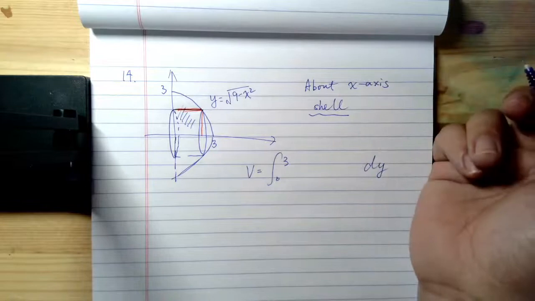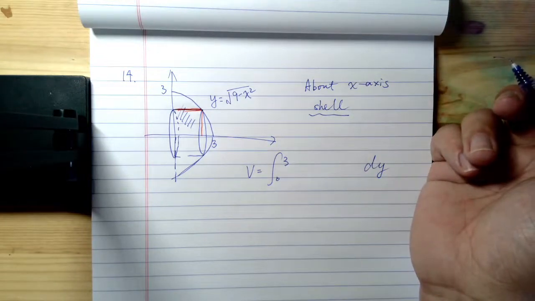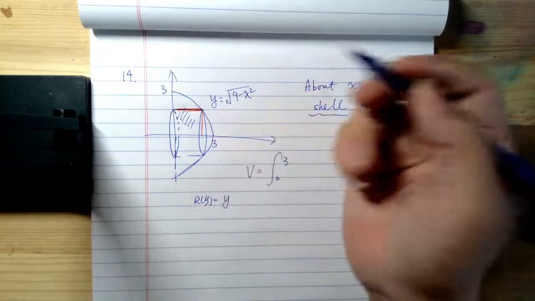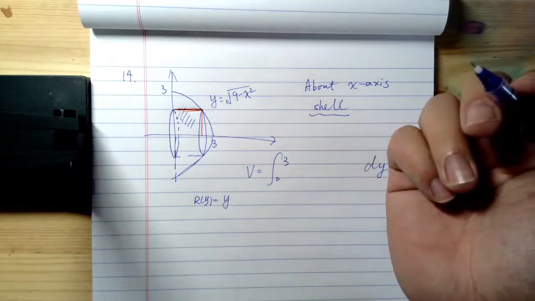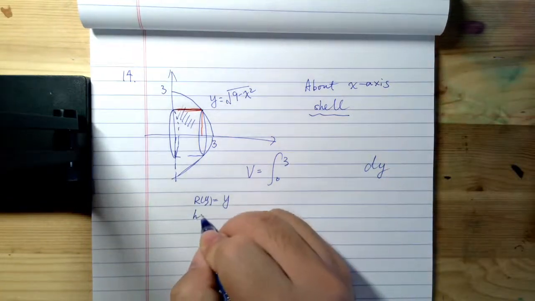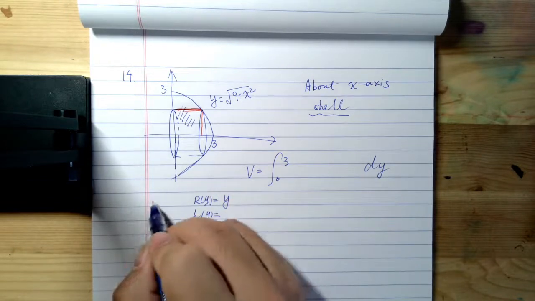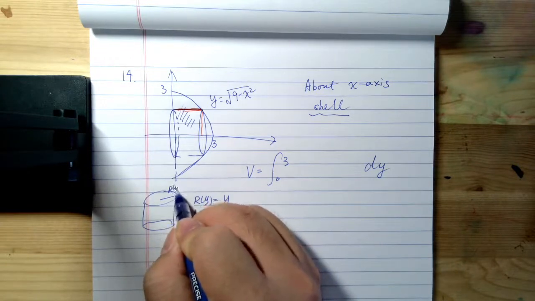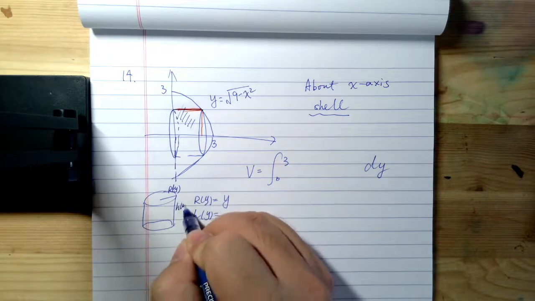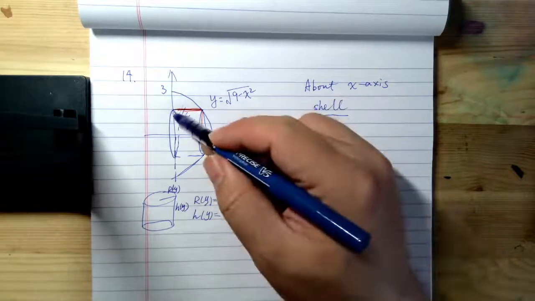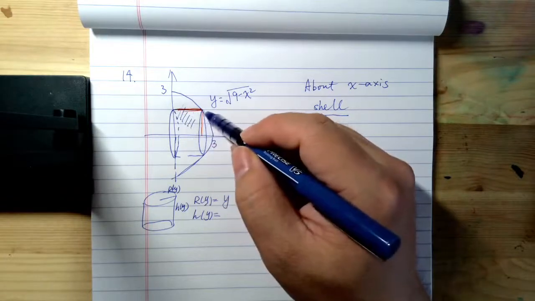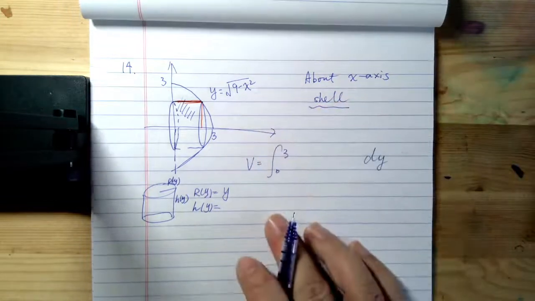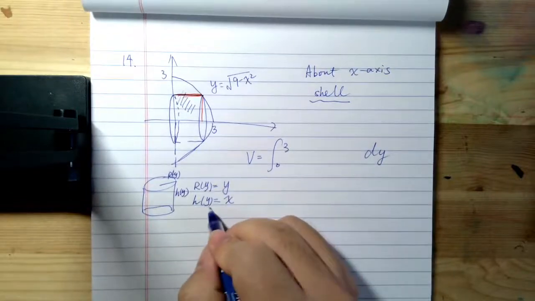So the radius, really, there's nothing special. The radius in terms of y is exactly y here, right? And the height of that shell, this is r of y, this is h of y, which, as you can see, is x. But I need to figure out x in terms of y. So we have this, which is x, but I need to write it in terms of y.